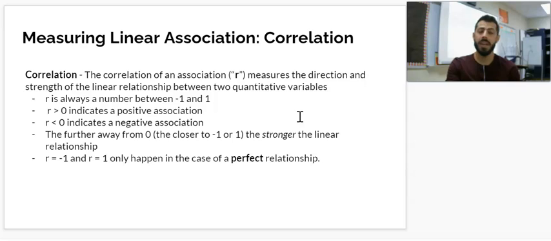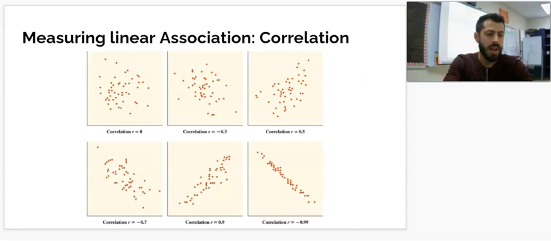The further away it is from 0, the stronger the linear relationship is, right? So the closer it is to 1 or the closer it is to -1, it's going to be a strong relationship. So 0.9 is a really strong positive association. Negative 0.9 is a really strong negative association. If it's close to 0, so like 0.1 or -0.15, those are relatively weak associations. And here's some examples, right? Here we have a correlation of 0. This looks like there is no pattern.